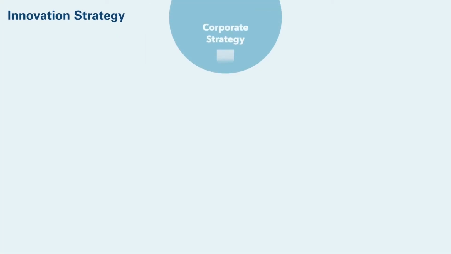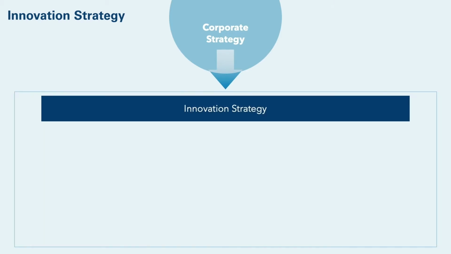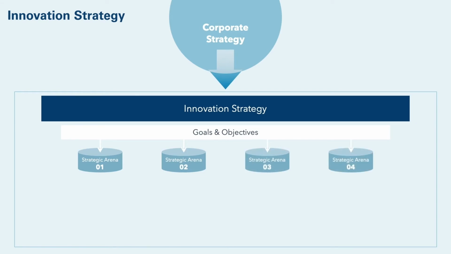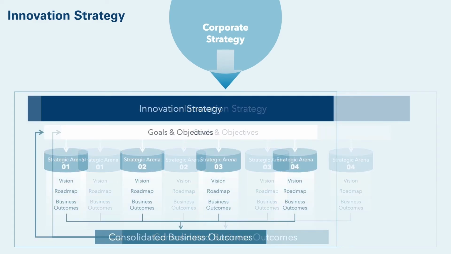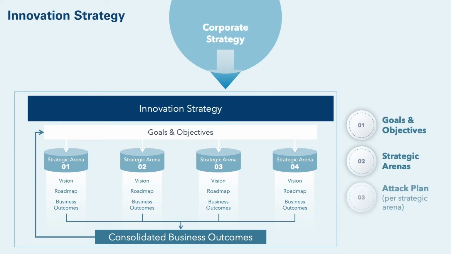The corporate strategy defines the organization's growth, goals, and objectives. An innovation strategy can be summarized on one page and includes the goals and objectives, a few strategic arenas, no more than 4 to 7, with its own defined vision and roadmap. An attack plan per strategic arena comprised of a long-term vision, a 3 to 5 year roadmap, and business outcomes based on the project portfolio. Ultimately, all the strategic arena business outcomes are summed up and compared to the objectives to ensure that the strategy supports it. In this innovation strategy one-pager, its three components, namely the goals and objectives, the strategic arenas, as well as the attack plan, are clearly outlined.